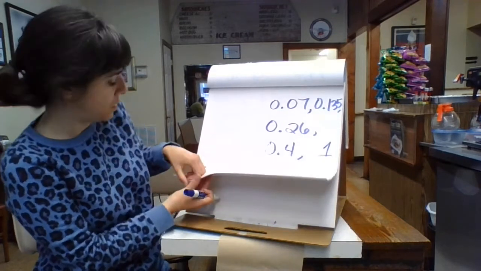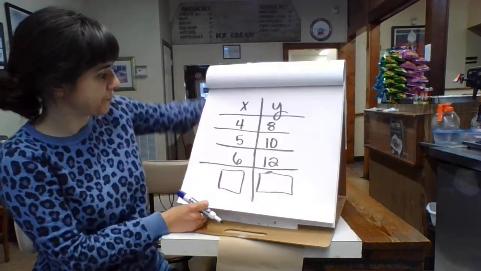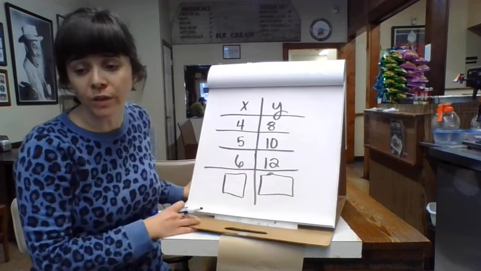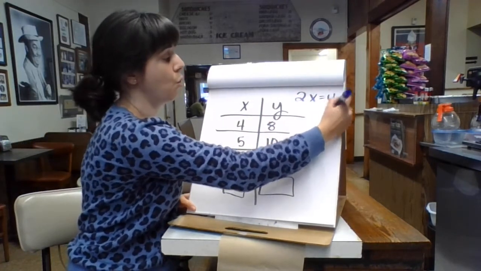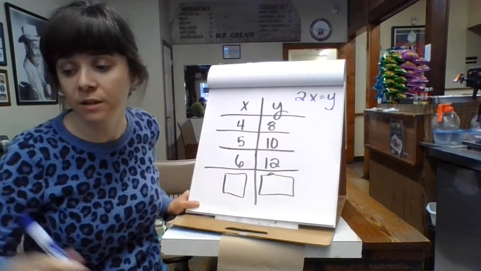And then the last one, Thursday number 2, says the rule is 2x equals y. Fill in the missing numbers.